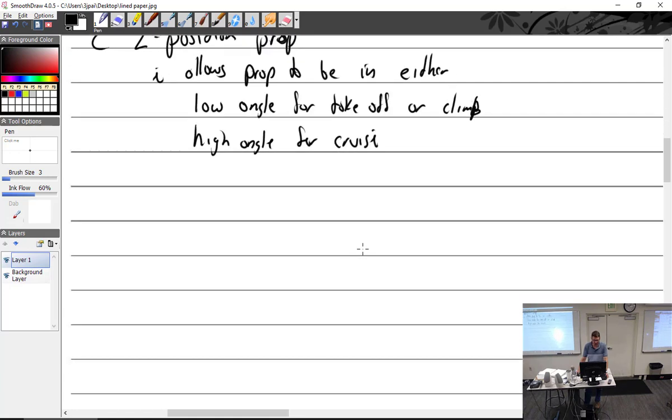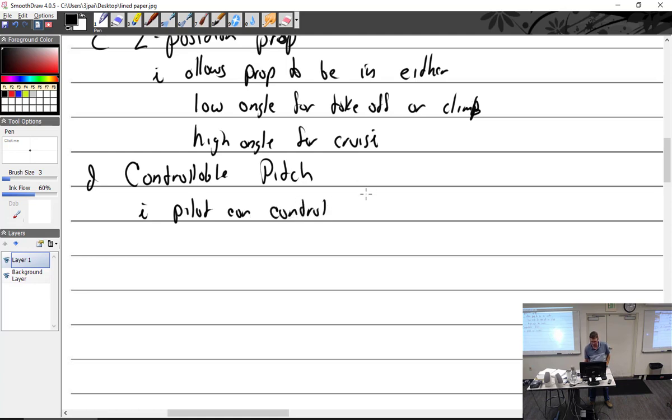All right, two position. Then we have, we'll call it, a controllable pitch prop. This is where the pilot can control the pitch of the blades, or angle of the blades if you like, which would be more accurate. Pitch or angle of the blades.